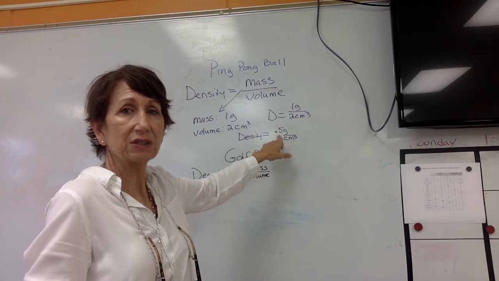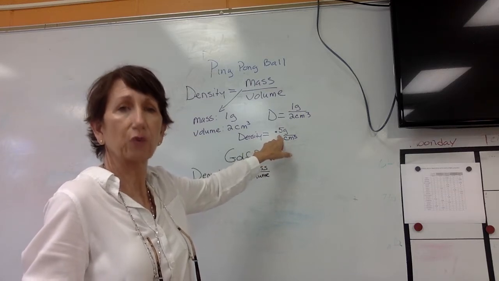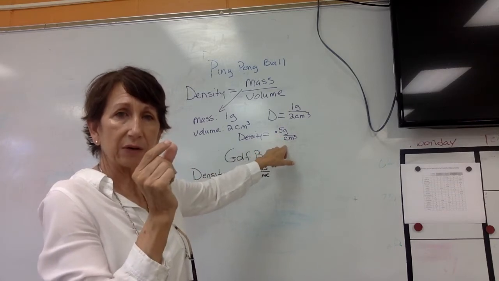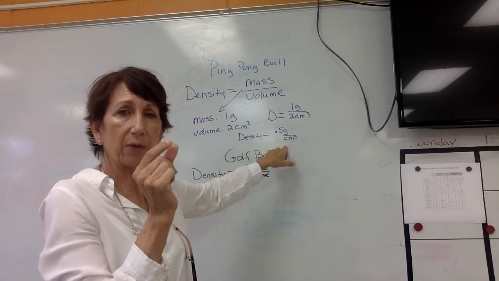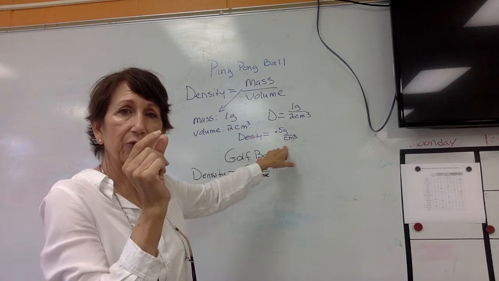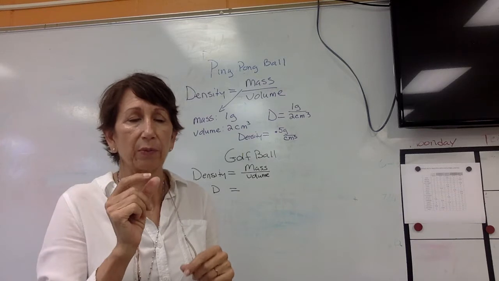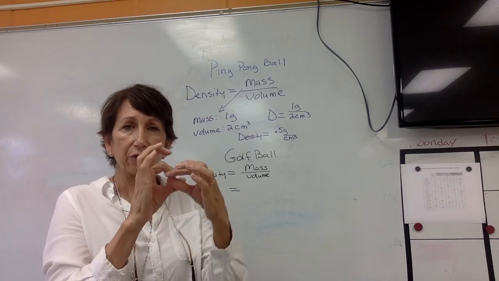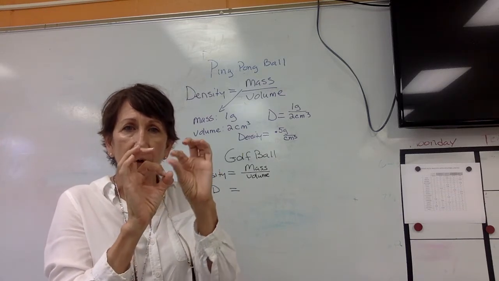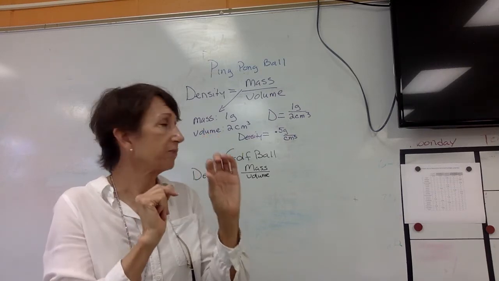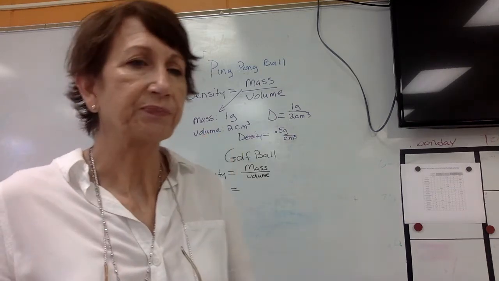It's how much stuff, 0.5 grams of matter, for every cubic centimeter in the ping pong ball. That's how much matter is in every 1 cubic centimeter of the ping pong ball. So if I looked at the ping pong ball, which I have over here, for every cubic centimeter, if I find one little piece of it, that's how much mass or matter I would find in it. Okay? So we're going to look at the golf ball next, which I have over here.